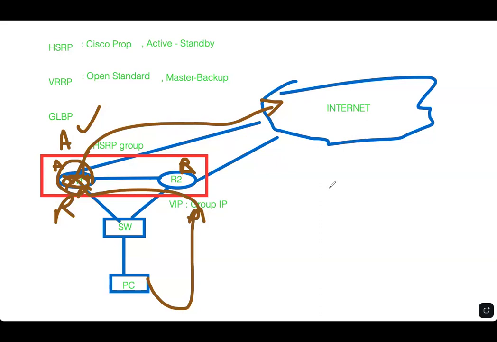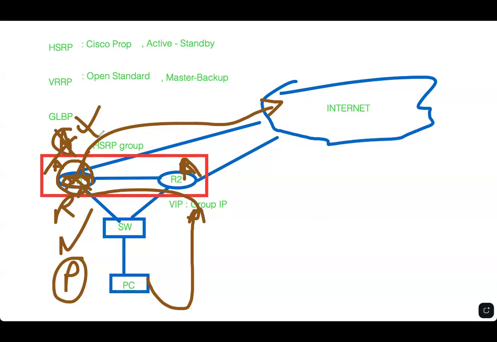If the preemption is disabled and the active router goes down, when it comes back up online, it will still be passive. It will not try to take over the role of the active again. Whatever device is active will stay active if the preemption is disabled. But if the preemption is enabled, and the active router goes down, when it comes back up online, it will take over the role of the active. So that is the concept of preempt.